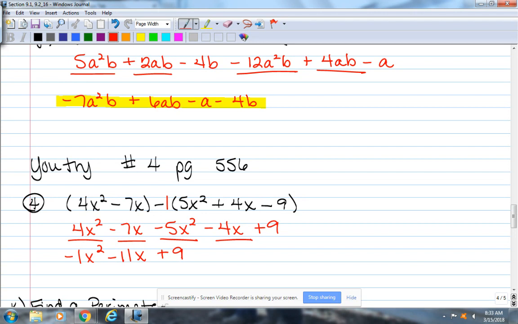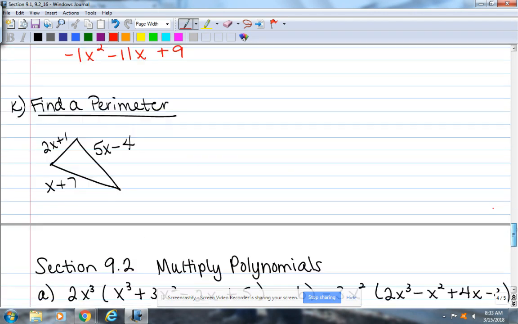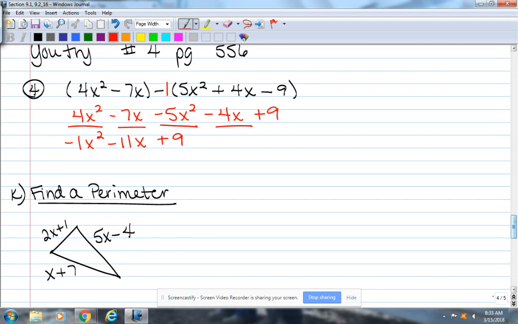Any questions? All right. I want to show you one more thing for addition and subtraction. So this lovely little triangle here asks us to find the perimeter. How do you find the perimeter of an object? You add all the sides. Perimeter is your distance around something. So you add all the sides. So these sides are all binomials, aren't they? They're all binomials.